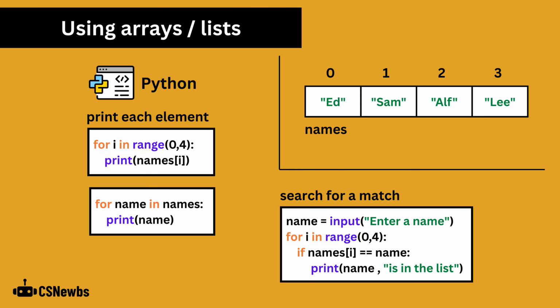Here are two methods of printing each element in a one-dimensional array. The first, if you know the number of values in the array, and the second, more simply, cycling through each item. Name is just a count of each item and could have any identifier such as i. The search for a match code uses a for loop and the index number to compare each item in the array to a specific value.